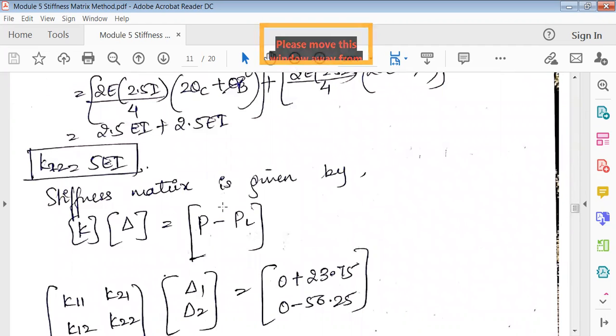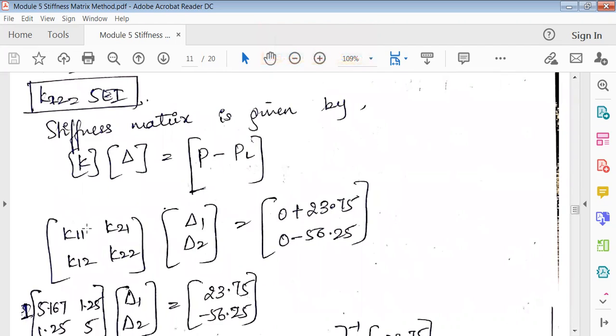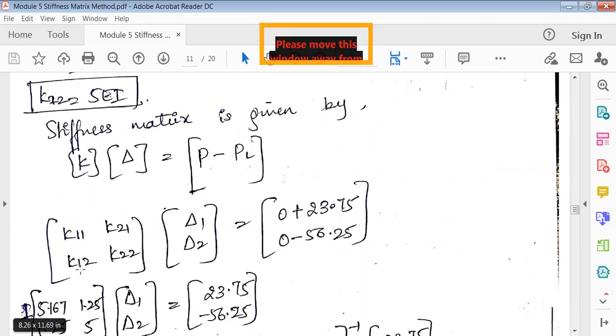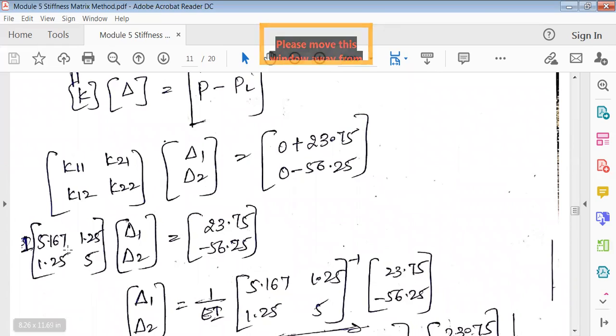So the stiffness matrix is given by the equation K into delta is equal to P minus PL. Okay, so K into delta is equal to P minus PL, that is K11, K12. So write this first row K11. No, I've written here differently, you have to write it like this. K1 means first row, first column. So this is K21, but anyhow both will be the same only, 1.5, 1.5.